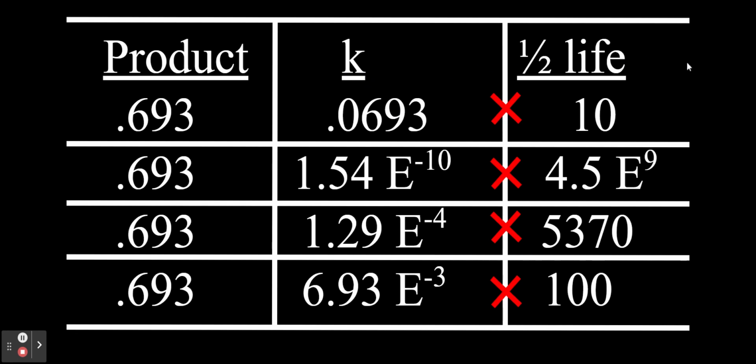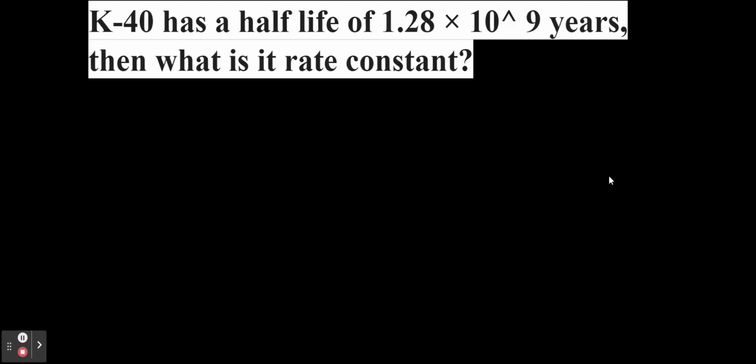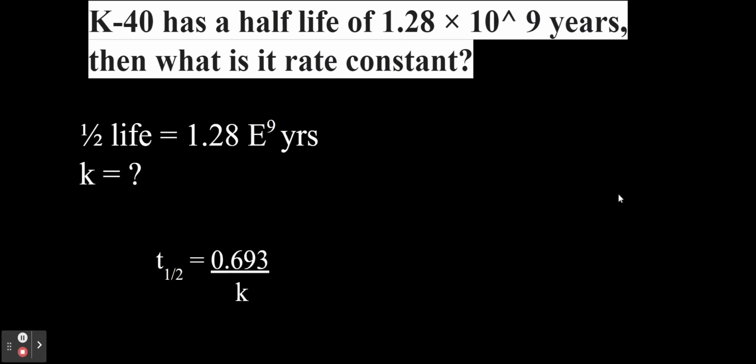This allows me to generate this equation where the half-life is that value divided by your rate constant. All right. This is going to allow us to do some calculations with any radioactive sample. If I wanted to know the rate constant, I know the half-life, I can simply use this formula, all right, and plug things in.